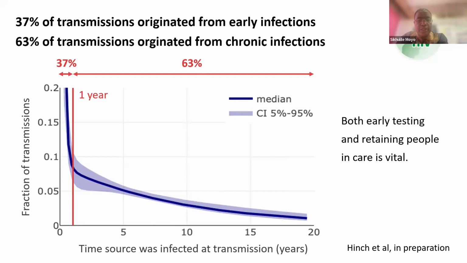We also looked at sources of transmission and the fraction of transmissions, and we demonstrated that 63% of the transmissions actually originated from chronic infections. Which means it's very important to really focus on viremic individuals when it comes to onward transmission as well. So both early testing and retaining people in care become very crucial. Next slide.